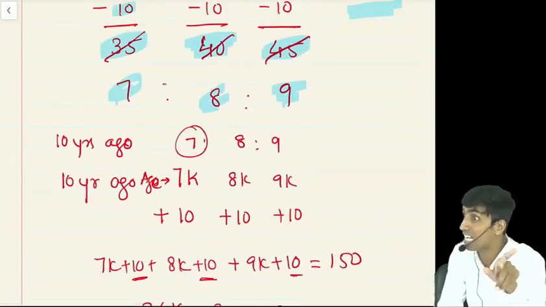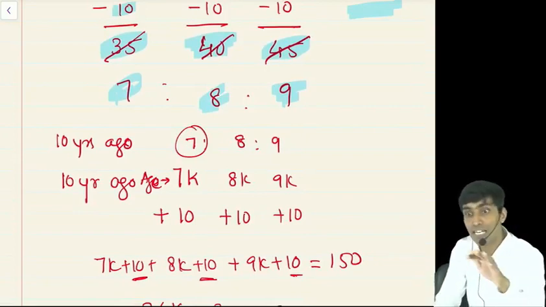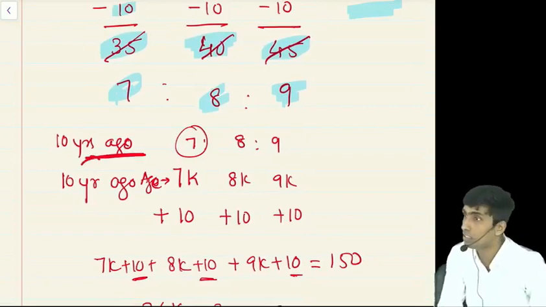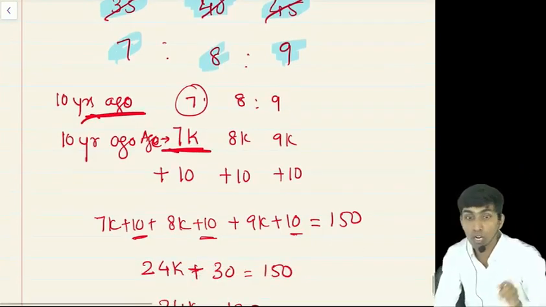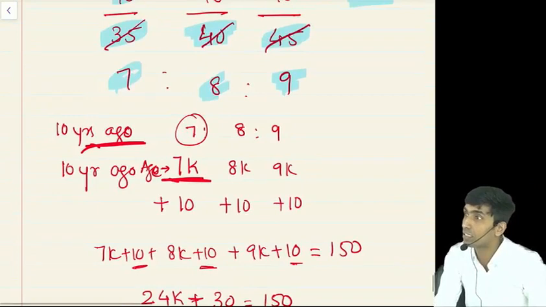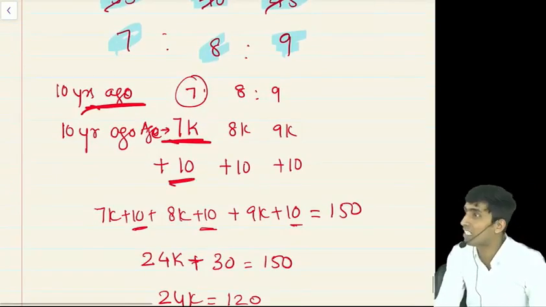K is 5. 7 5s are 35. That is not the answer. Plus 10 na. 7 5s are 35, which age is that? 10 years ago. 7 into 5, 35 is 10 years ago. What are they asking in the question? Present age. So plus 10 na. 35 plus 10.